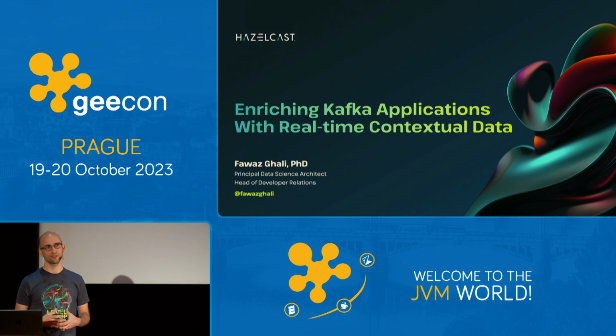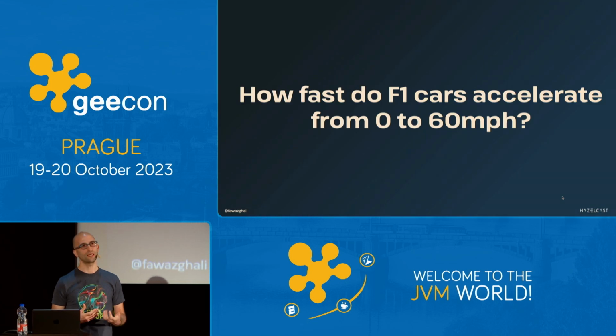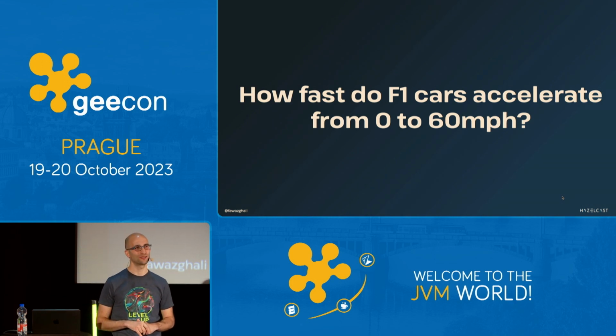So just to get things started and to give you some kind of warm-up, anyone want to guess how long it takes for Formula One cars to accelerate from 0 to 60 miles per hour? Couple of seconds. Yep. So on average, it depends on the model and the driver and so many aspects, which we call features. It takes about 2.5 seconds. So that's roughly around 2,500 milliseconds.